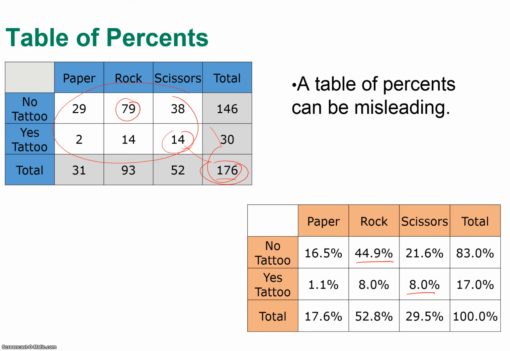Now, they can be a little bit misleading. I want to draw your attention to this column here for scissors. It looks like there's a lot more people with no tattoo throwing scissors than people with tattoos throwing scissors. Now, if you take a closer look, there's more people in the table that had no tattoo versus the people that had a tattoo. So naturally, we're going to have more people throwing scissors. That's just kind of logical. So it's really difficult to do some good comparisons here. But we could look at overall effects.